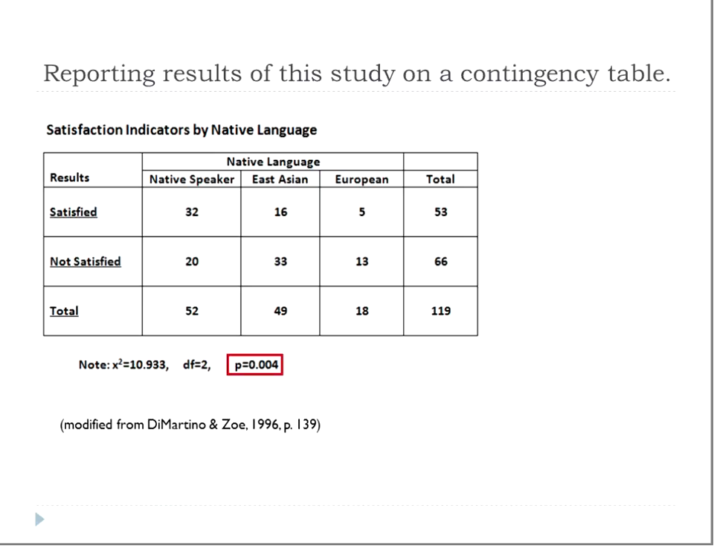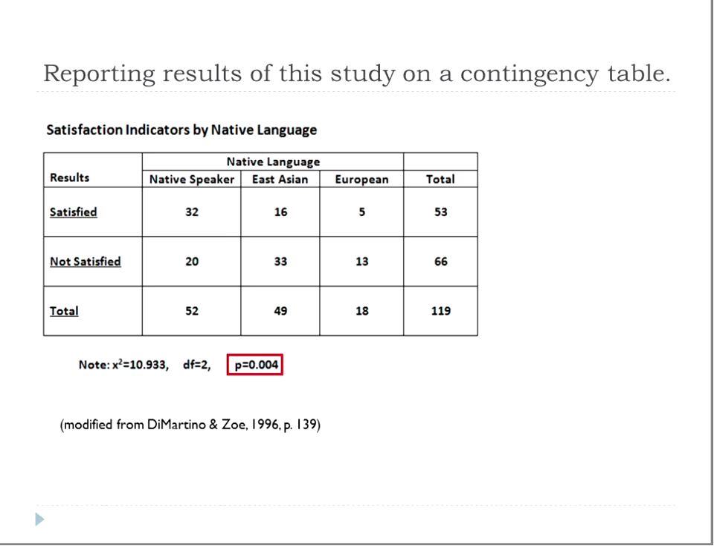And they reported the results of their study on a bunch of contingency tables. This is one that I copied from their article, and I sort of modified it to clean it up a little bit. They reported a whole lot of stuff in this table, including percentages as well as the numbers. So to simplify things, here is one thing that they looked at.